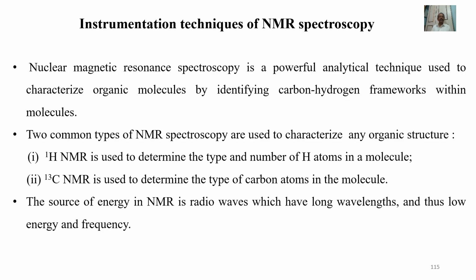Nuclear magnetic resonance spectroscopy is a powerful analytical technique used to characterize organic molecules by identifying carbon-hydrogen frameworks within molecules. Two common types of NMR spectroscopy are used to characterize any organic structures. Proton NMR is used to determine the type and the number of hydrogen atoms in a molecule. Carbon-13 NMR is used to determine the type of carbon atoms in the molecule. The source of energy in NMR is radio waves, which have long wavelengths and thus low energy and frequency.